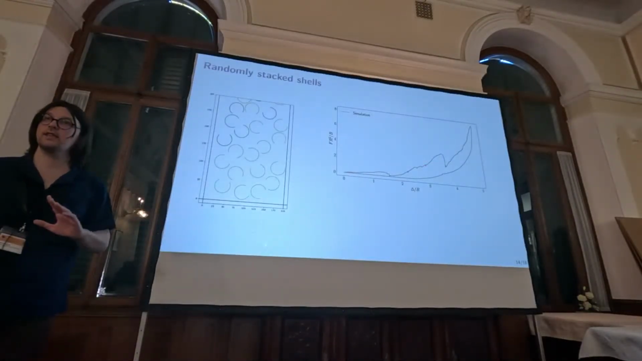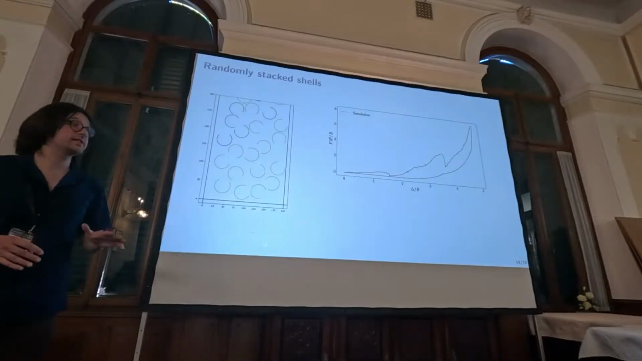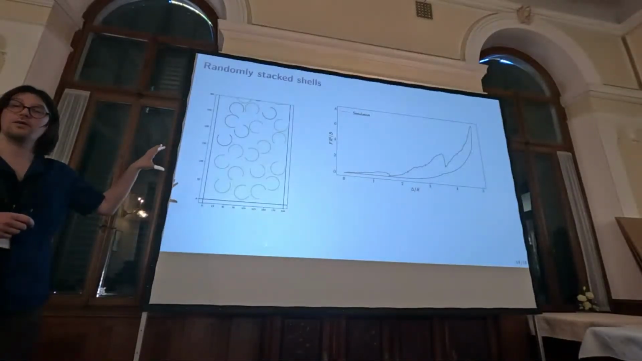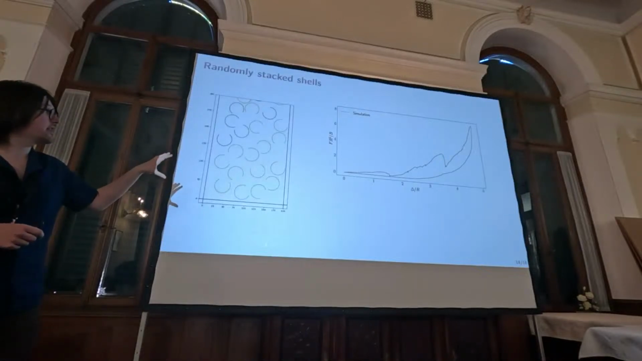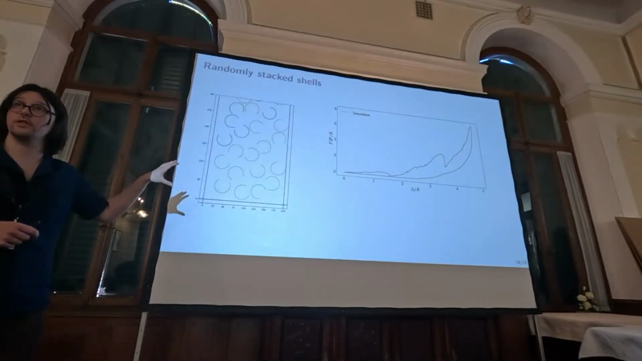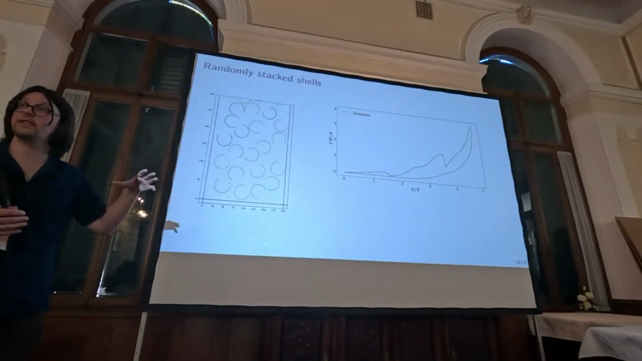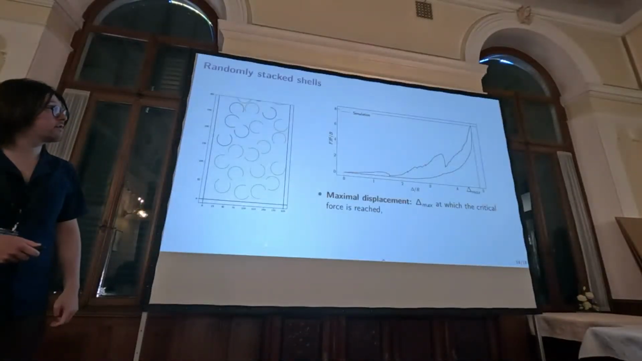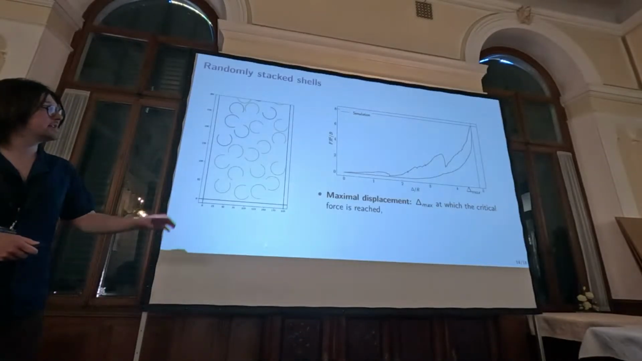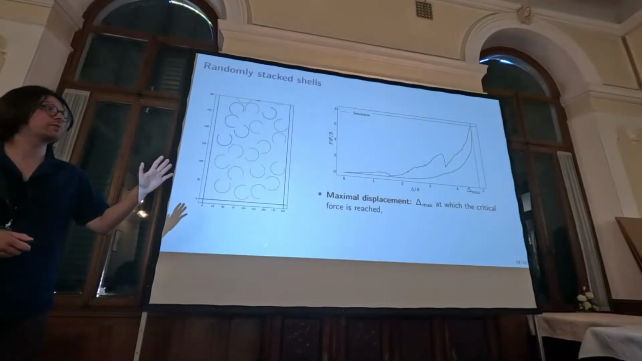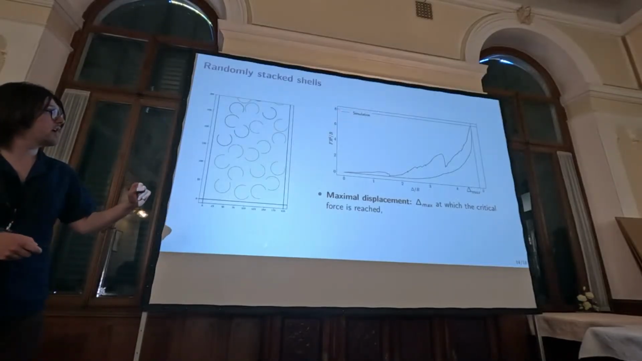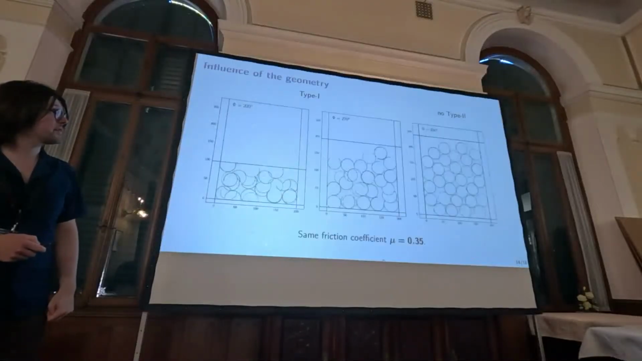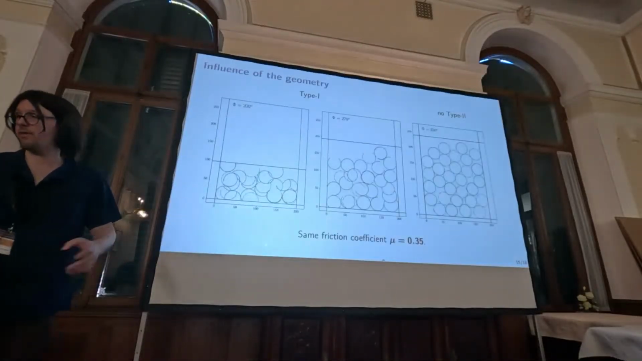And so to compare the simulation and experiment, instead of trying to focus on the same initial random configuration, what we want to do is study the effect of the initial random configuration, and see if we can find some values that are independent of it. For that, we focus on two parameters: the maximal displacement at which we reach the critical load, and the normalized dissipated energy. And so we can run many simulations, many experiments.